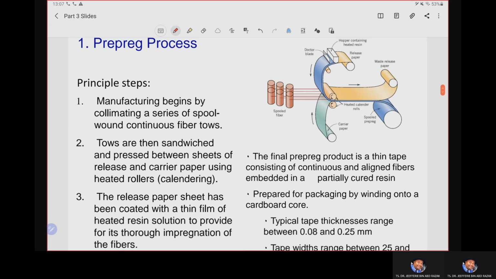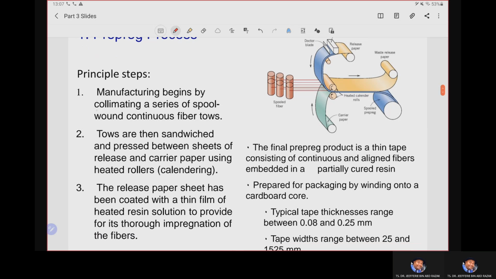Okay, there are three important principal steps. Manufacturing begins with collimating a series of spool-wound continuous fiber tows. This is the supply of the spool fiber tow, and then we go to the next step. The fiber tows are then sandwiched and pressed between sheets of release and carrier paper using heated rollers. This process is similar to the polymer calendering process, as you can remember from the previous chapter 10.